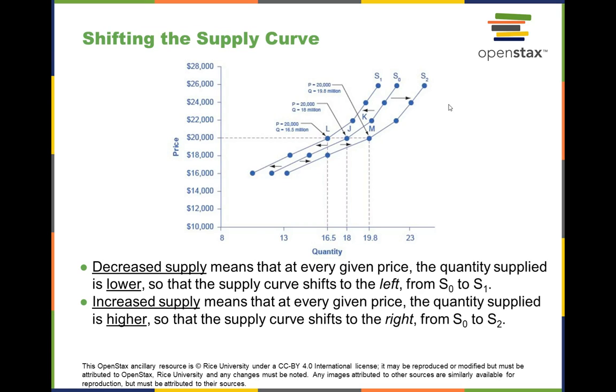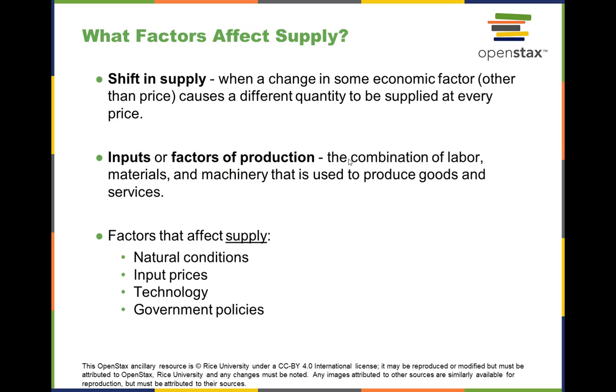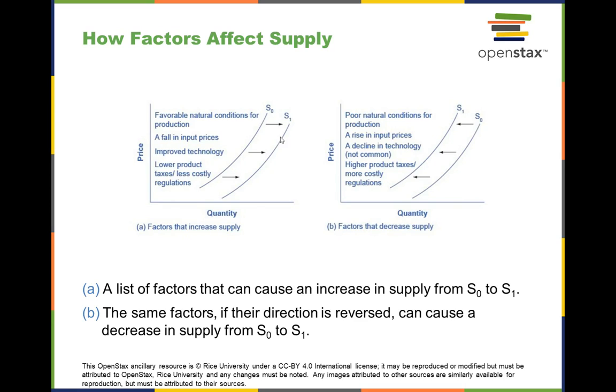If they get a new means of technology to help them produce donuts even faster, then that would be an increase in supply at all price levels. And so it will shift to the right. So a shift in supply is when a change in some economic factor other than price causes a different quantity to be provided at each price level. Inputs or factors of production, these kinds of things will help out with supply. The more available they are, the more they can supply. So land, labor, and capital. So natural conditions, input prices, technology, government policies like subsidies or lower taxes will all help increase supply.